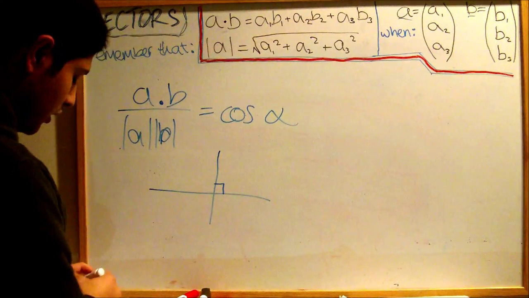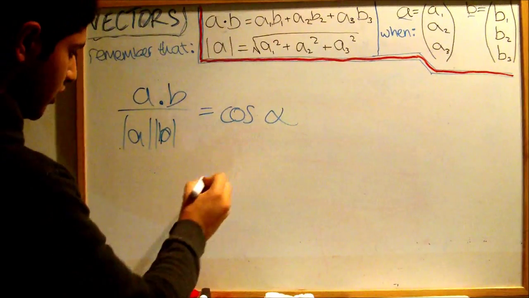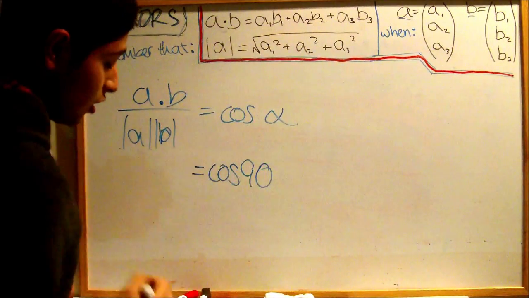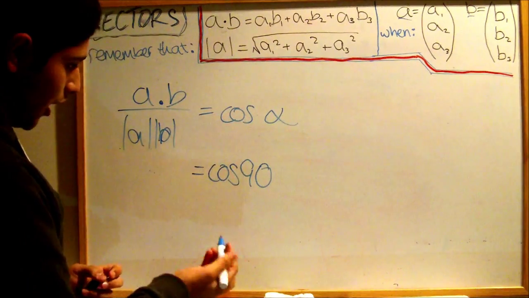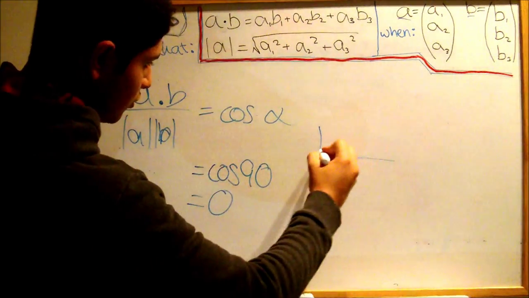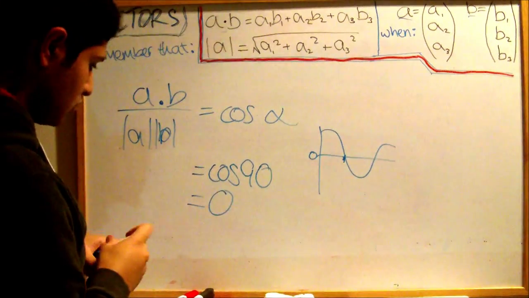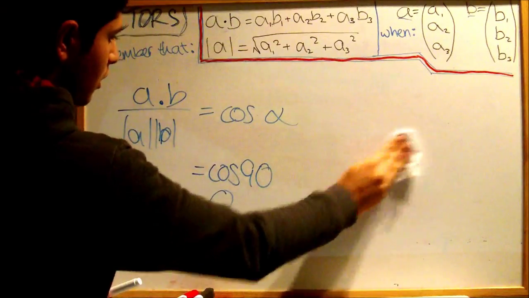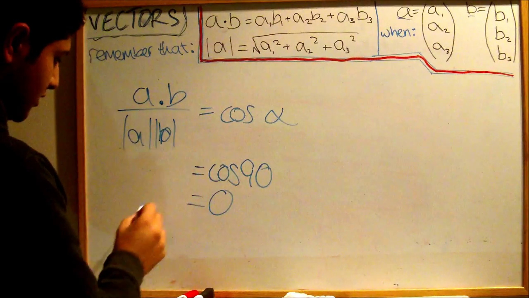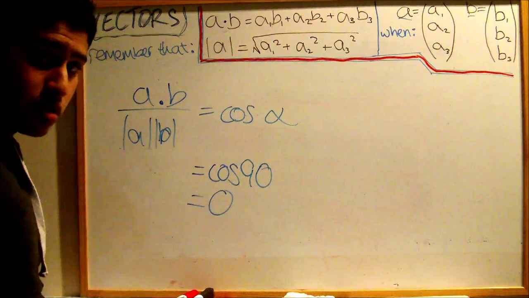There's a 90-degree angle. So if we use that, we can say that cos alpha equals cos 90, since the angle between them is 90 degrees, they're perpendicular. And as we know, cos 90 equals 0. Cos graph quickly, it's like this. 90 is here, this is 0. So cos 90 equals 0. What that basically means is that A dot B over mod A mod B equals 0.